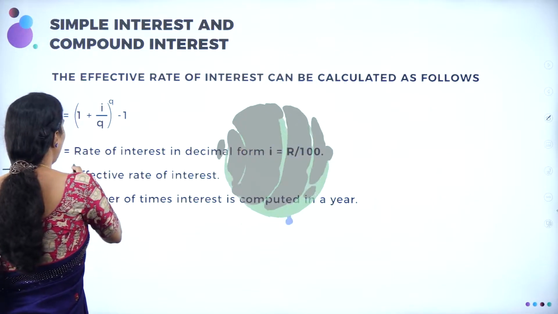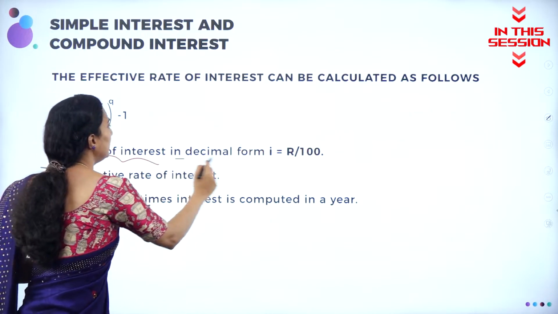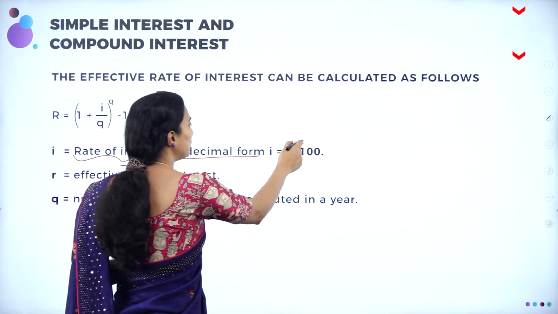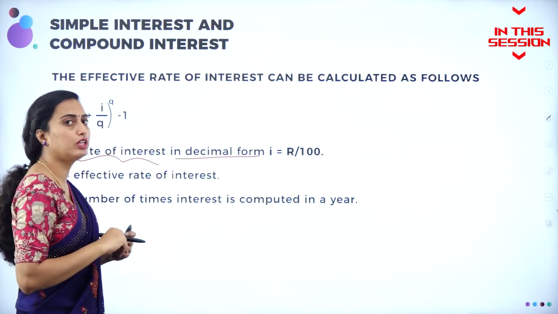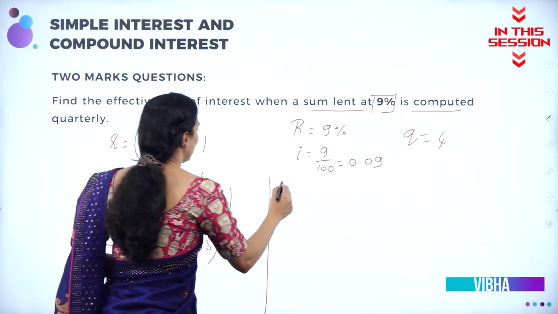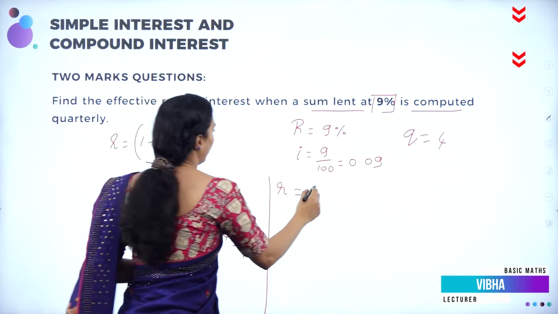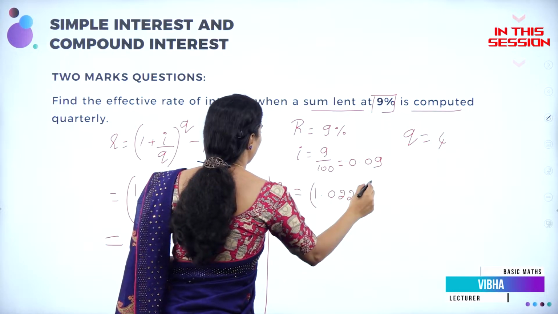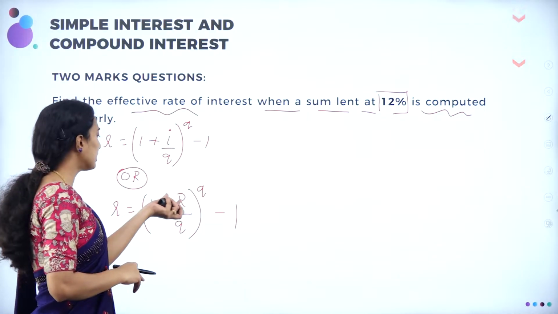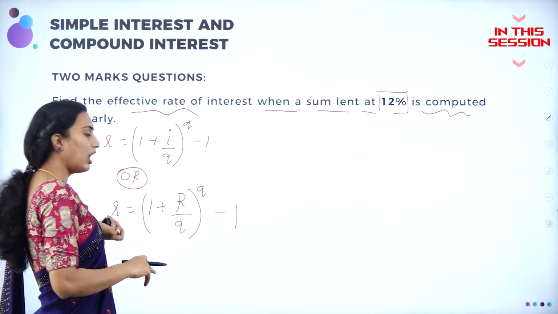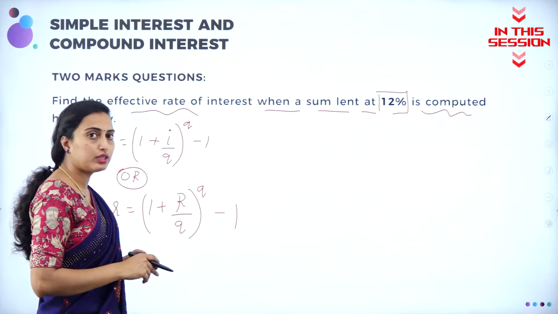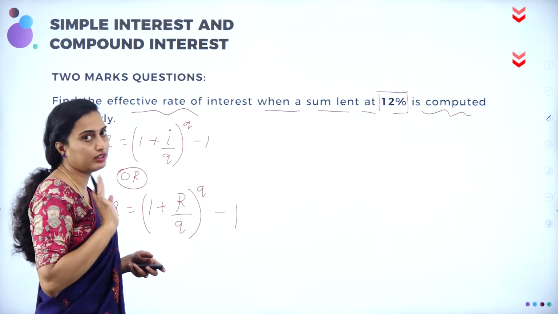What is this I? I is nothing but rate of interest in decimal form. That is, if you want to convert, I is equal to R by 100, if you do that, that will give you I value. R is equal to 1.0225 whole to the power of 4 minus 1. So R is nothing but nominal rate, small r is nothing but effective rate, Q is nothing but the number of times interest computed per year.